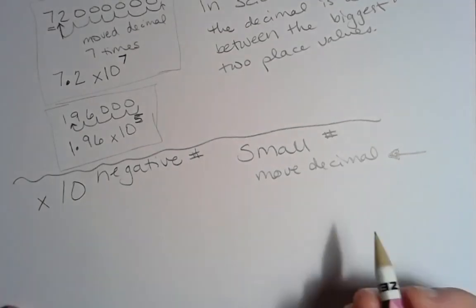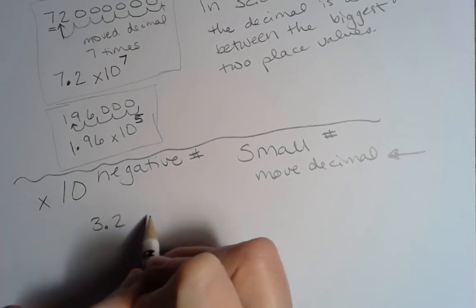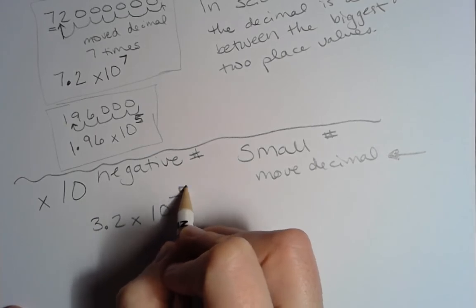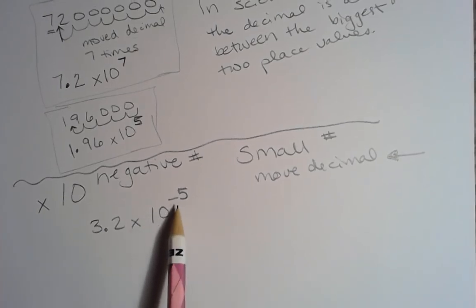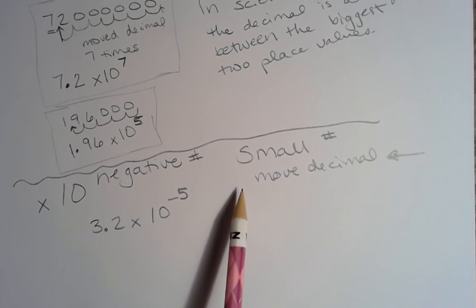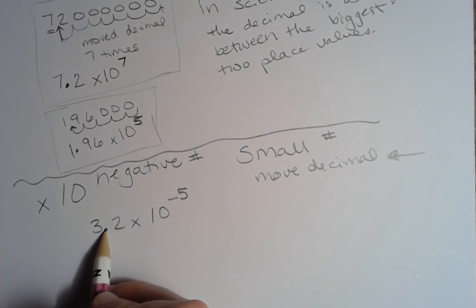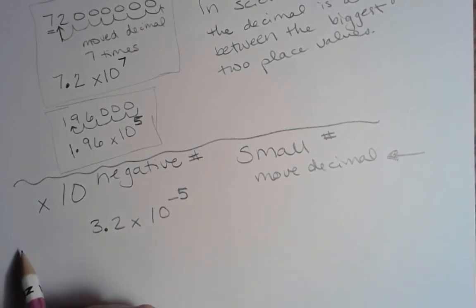So let's do 3.2, and here we're going to get an exponent that is a negative exponent. 3.2 times 10 to the negative 5. The idea is the same. This times 10 to the whatever is showing a really big or a really small number. It's a negative exponent here, so it's a small number. To expand it to its expanded form, we're going to pick up the decimal, it's written, that's nice, and move the decimal 5 times to the left to make it a small number.